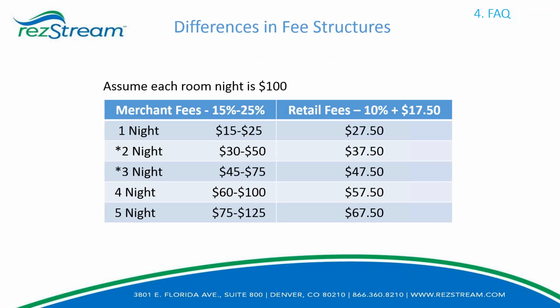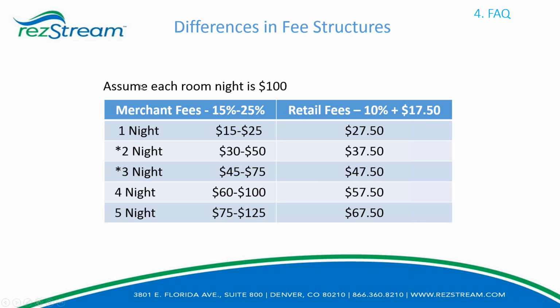Now I want to show you an example of those fees, okay? So I've broken it down. What you see on the left is merchant, so that's direct, and that's between 15 and 25%. What you see on the right-hand side here is the GDS fees or retail fees. I probably should have put GDS, I don't want to confuse anybody, which is the 10%, and I took the high, the flat fee of $17.50, okay?